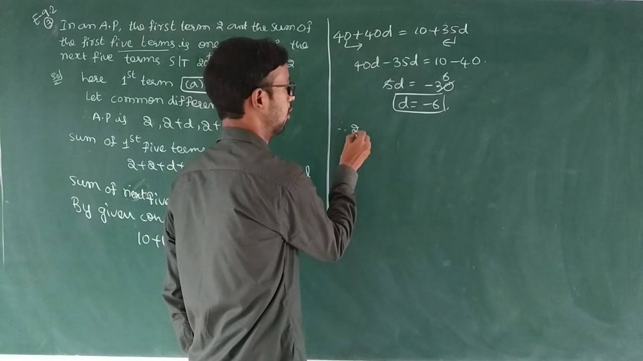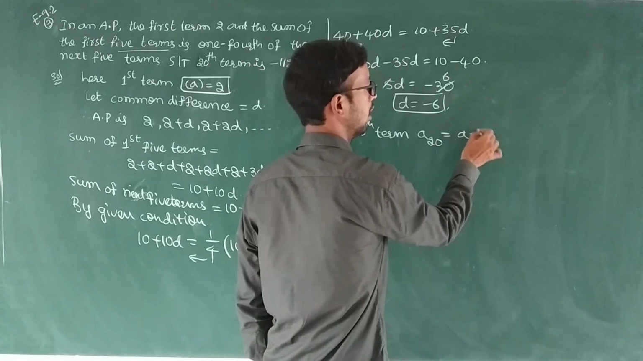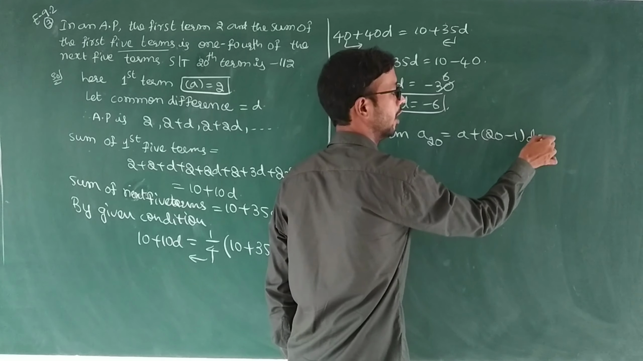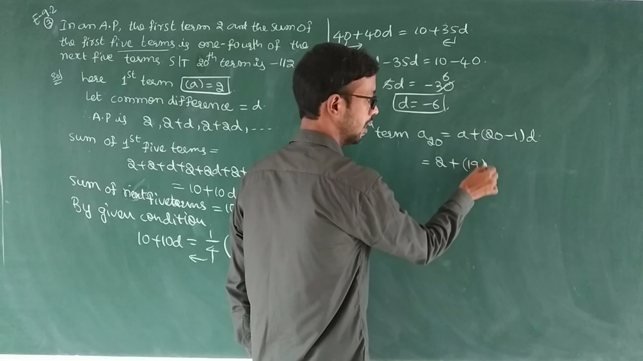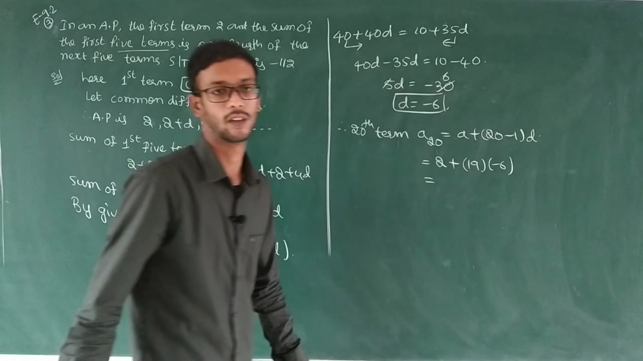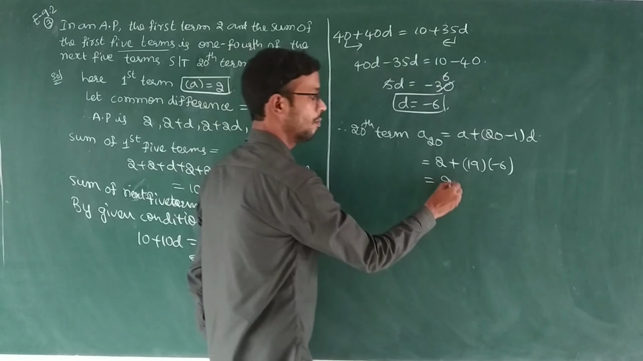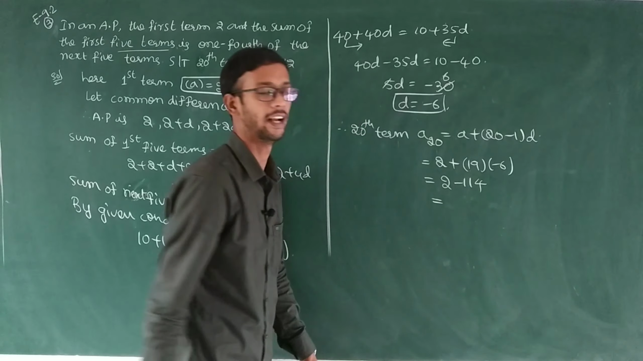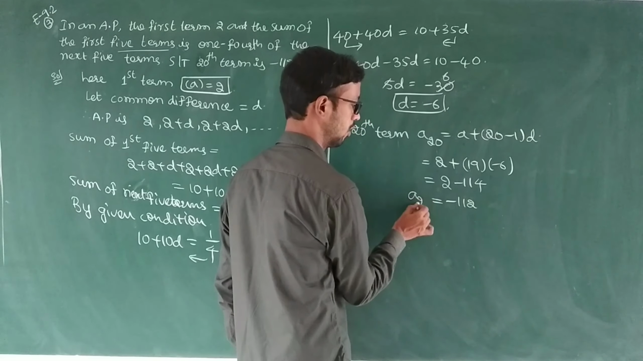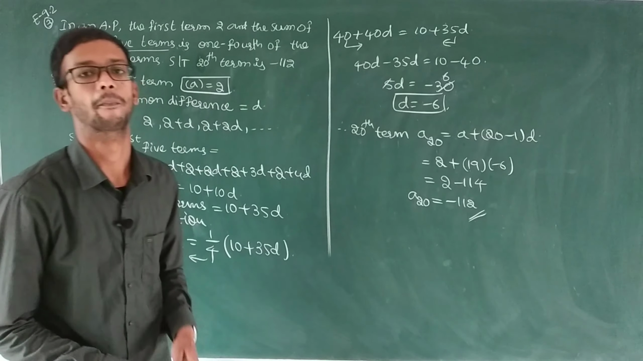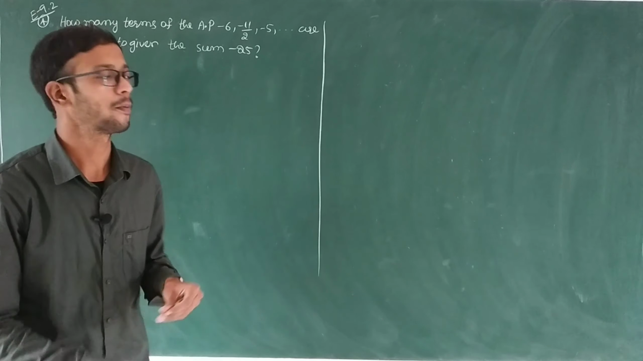20th term. Therefore, the 20th term A20 is equal to A plus 20 minus 1 into D, which is 2 plus 19 into minus 6. D value is minus 6, A value is 2. So 2 minus 114, since 19 times 6 is 114. 2 minus 114 is minus 112. This is the 20th term. Next, the fourth problem.